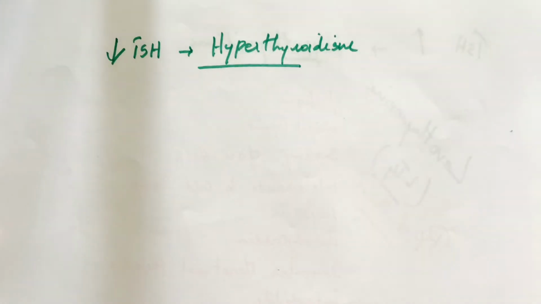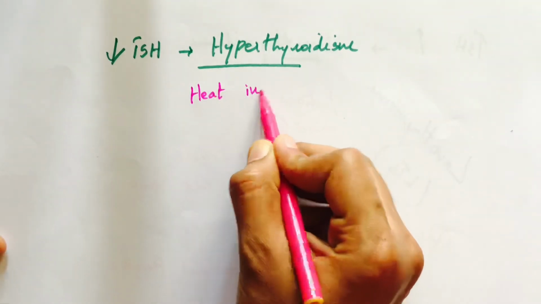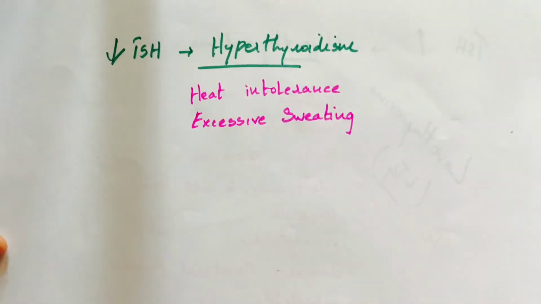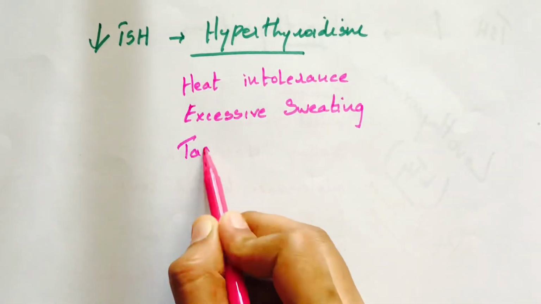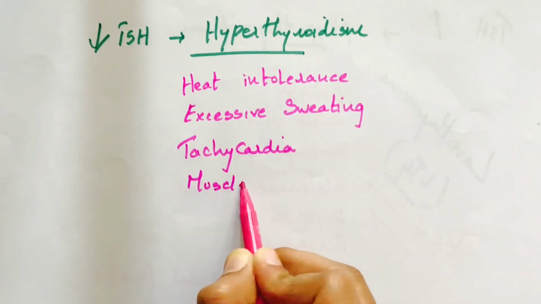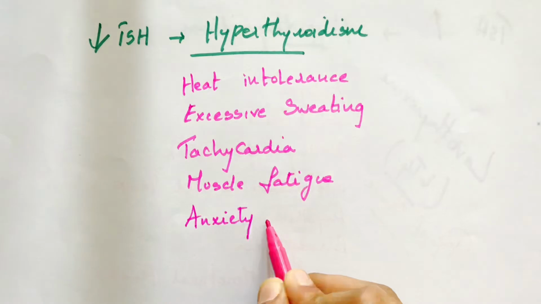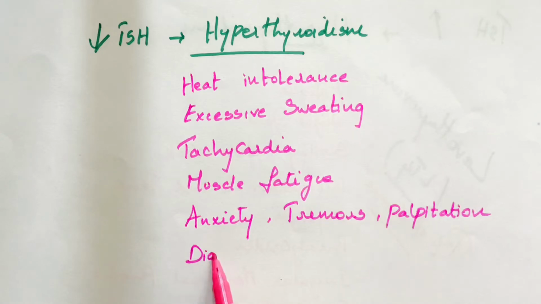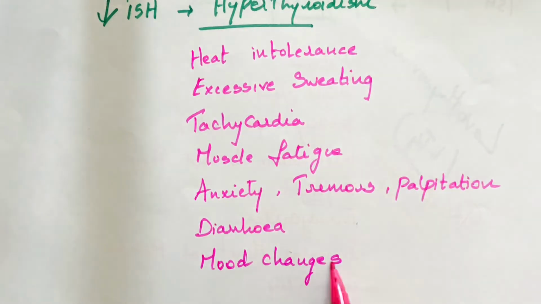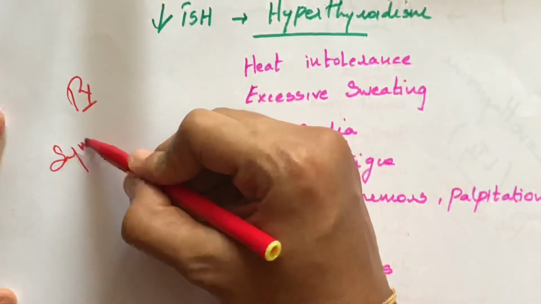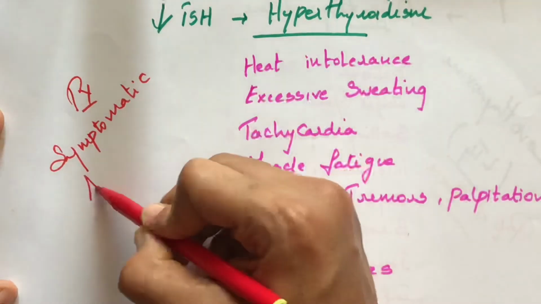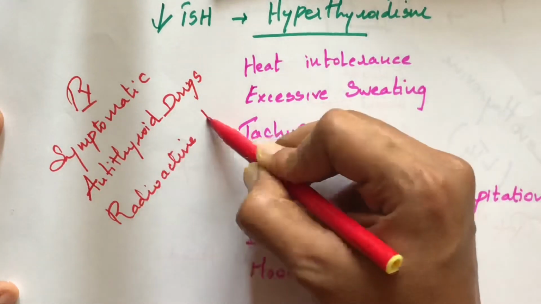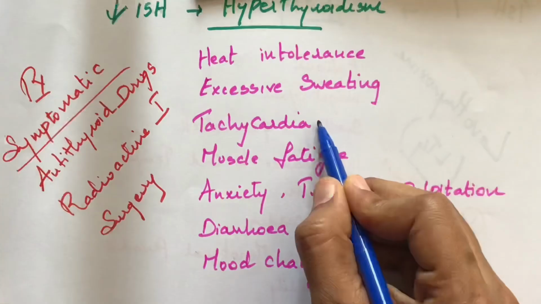And what does the low TSH level mean? It means hyperthyroidism, and the symptoms are heat intolerance, excessive sweating, increased heart rate, muscle fatigue, anxiety, tremors, palpitation, diarrhea, mood changes. And the management includes symptomatic treatment, anti-thyroid drugs, radioactive iodine, and finally thyroidectomy.